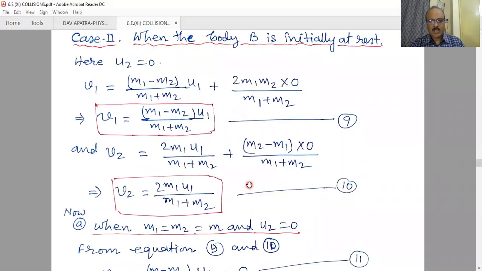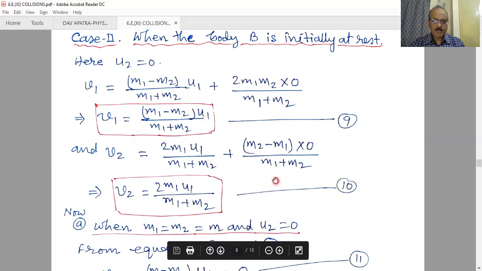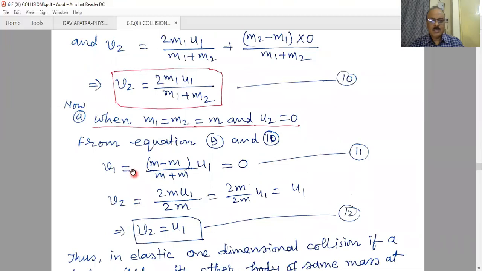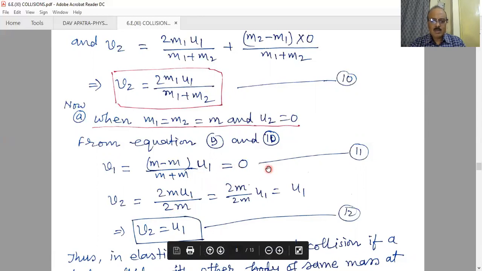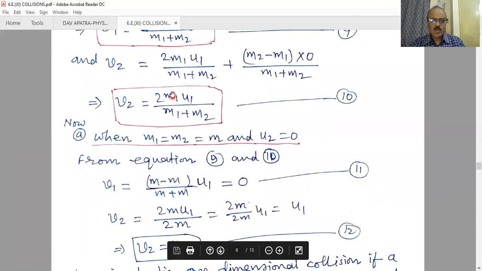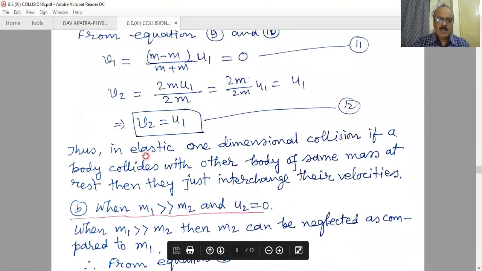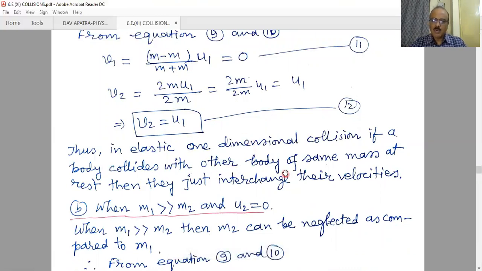Now, when m1 is equal to m2 is equal to m and u2 is 0, let us suppose the second object was at rest and the mass is also the same. Then v1 will be 0. After the collision, the first object, which was in motion before, will be at rest, and here also the velocity interchange takes place. For v2, it is 2m divided by 2m into u1, so v2 is u1. Thus, in an elastic one-dimensional collision, if a body collides with another body of the same mass at rest, they just interchange their velocities.